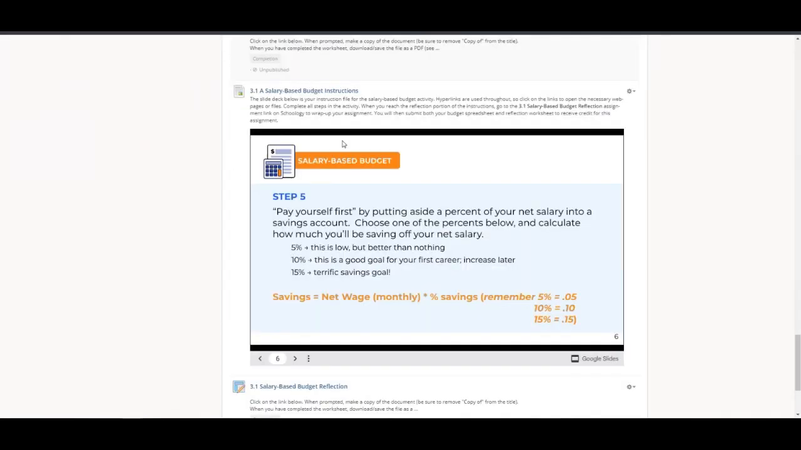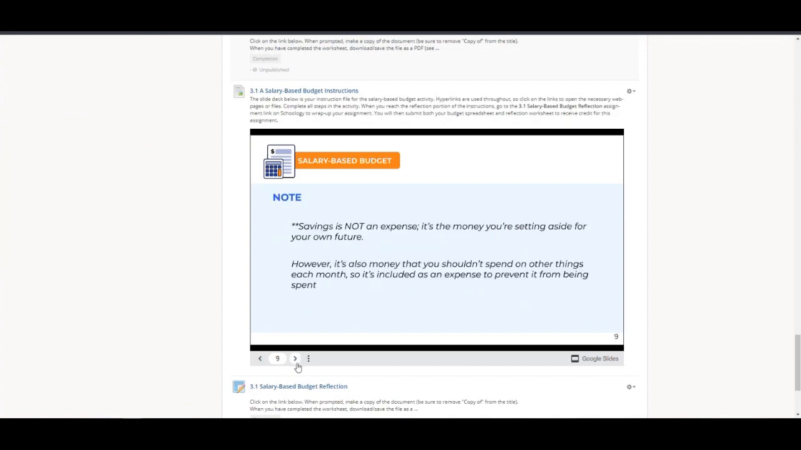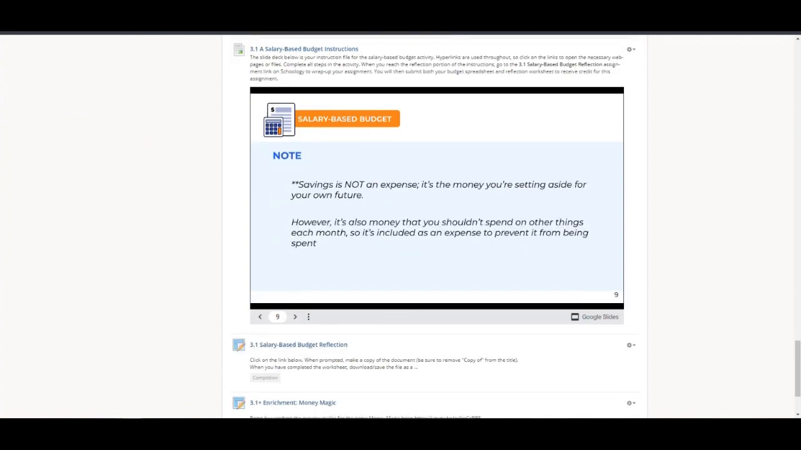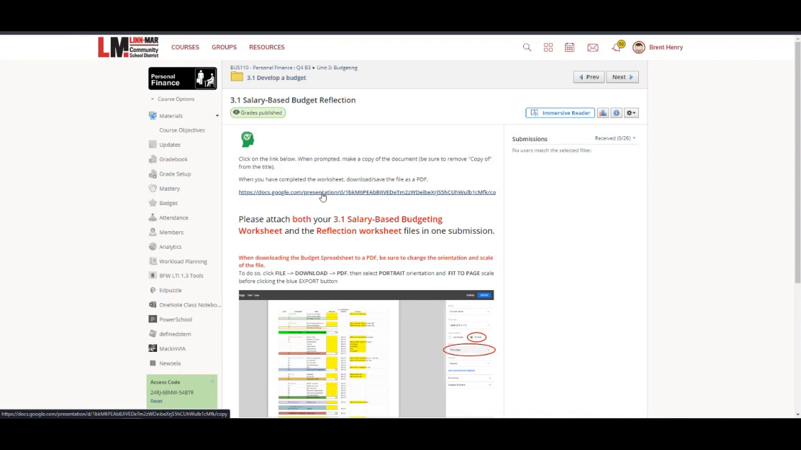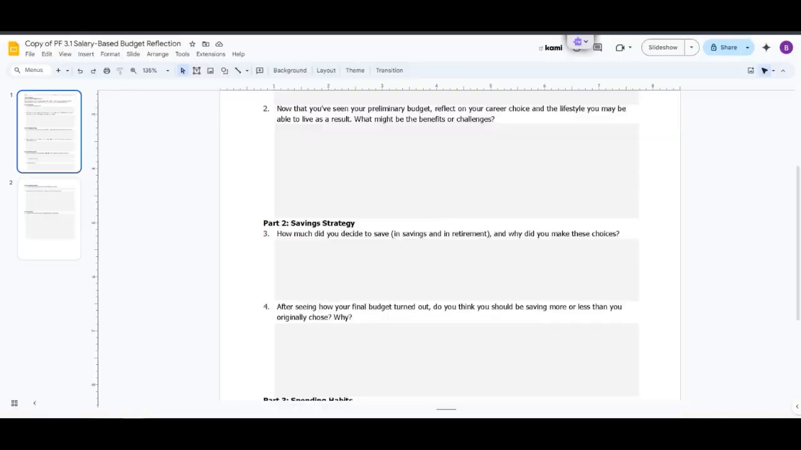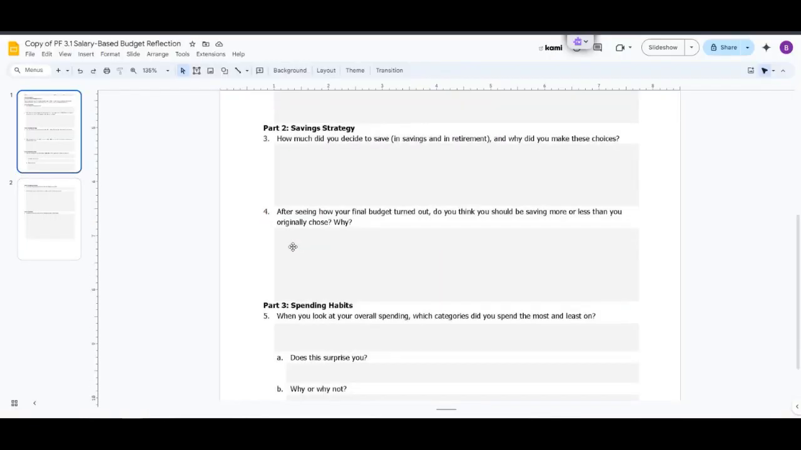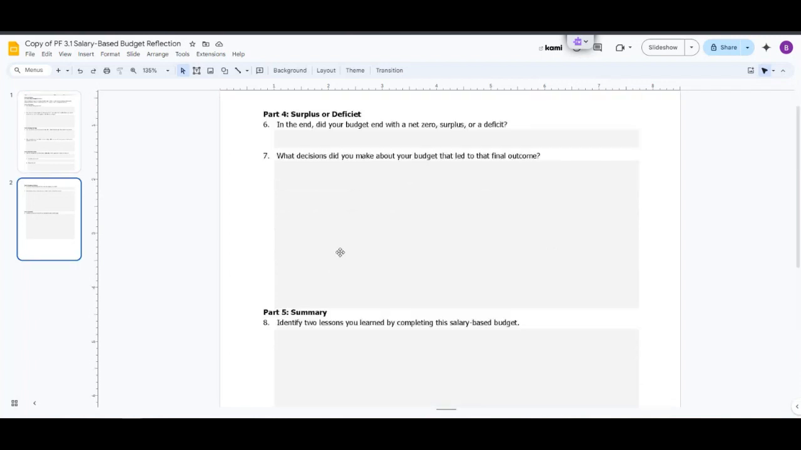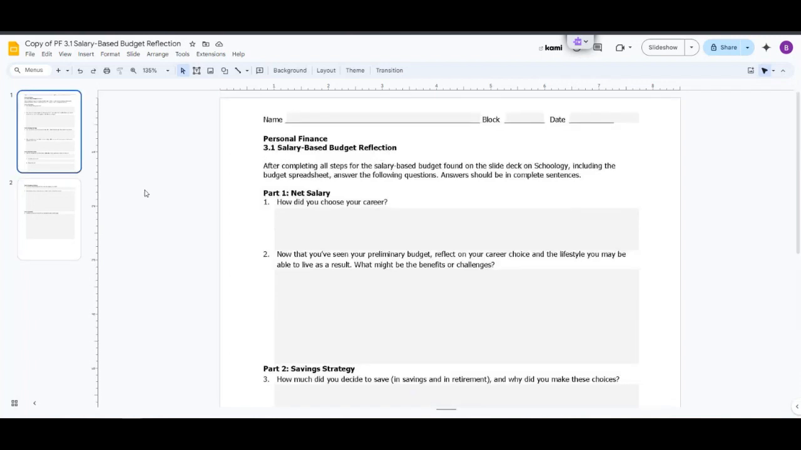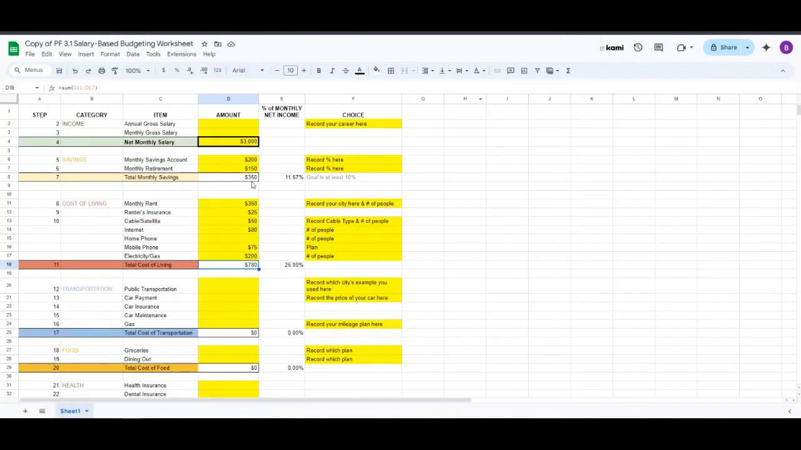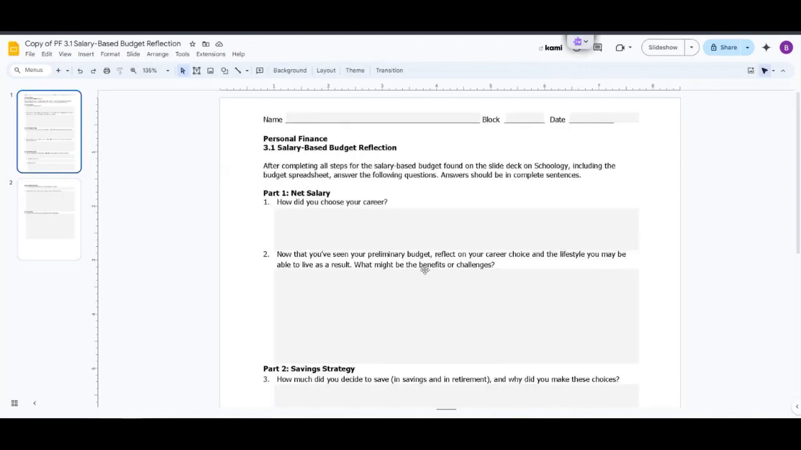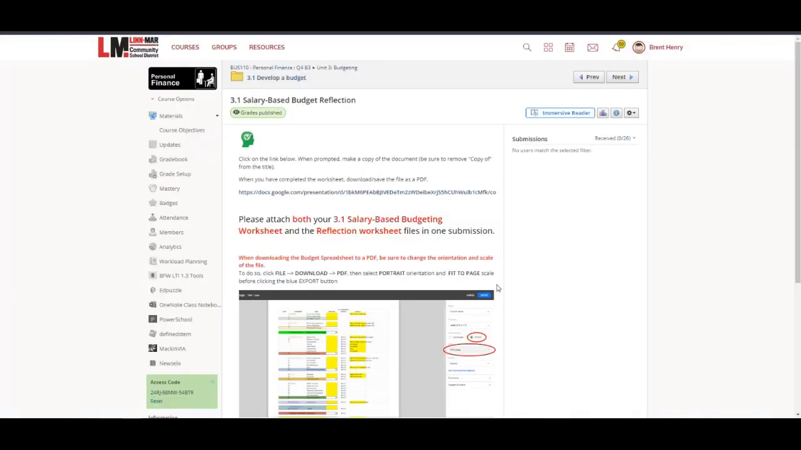coming back to our 3.1 page, immediately below the presentation with the instructions is this salary-based reflection. There's a hyperlink here to the next Google Doc, and you'll see that it takes you to this worksheet. It's 2 pages that reflects on the process of creating that zero-based budget and some of the choices that you make. When you have finished this, so that you get this to a zero-based budget, you fill this out completely. Then you're ready to turn it in.